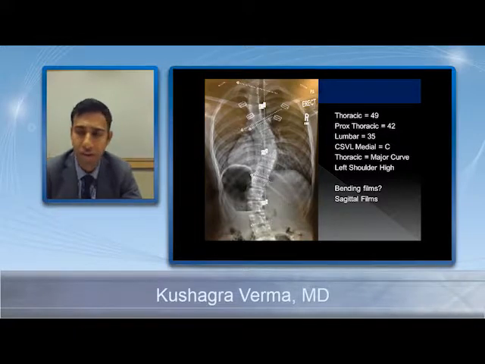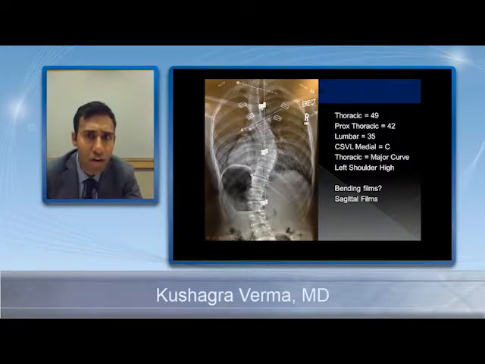So I want to take you guys through a case example here. This is a patient with an adolescent scoliosis. We see a couple of different curves here. We see a 42-degree curve here. We see a 49-degree curve in the middle, and then we see a 35-degree curve here.